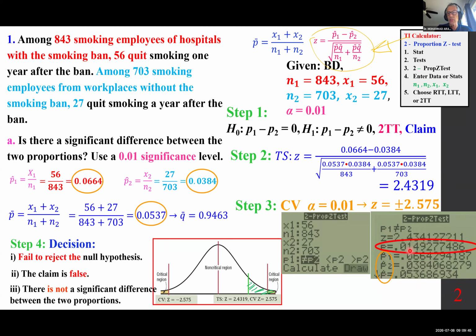And what is this one? This is the p-value, 0.015, let's say. Okay, if we stop here, 0.015 or 0.0149, clearly larger than alpha of 0.01, same decision. Fail to reject the null hypothesis. So it's pretty straightforward, everybody. We're going to continue on that thought.